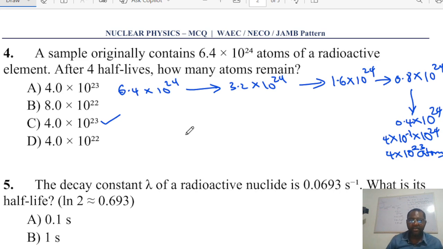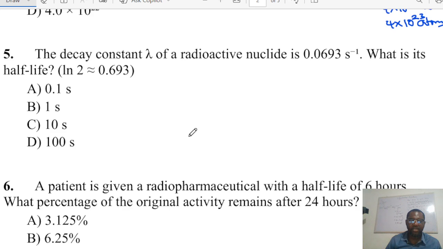This is making a lot of sense. Now the next one is: the decay constant lambda for a radioactive nuclide is this. What is its half-life? Okay, well, half-life has a formula.